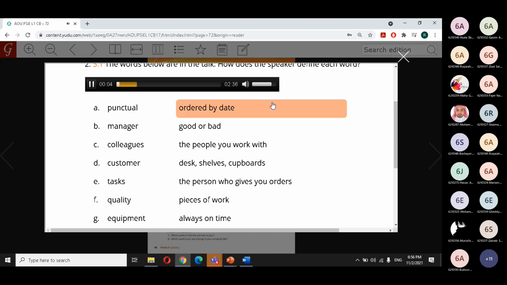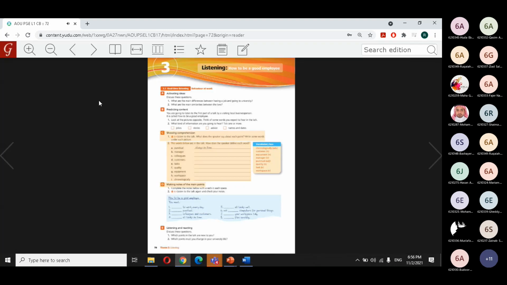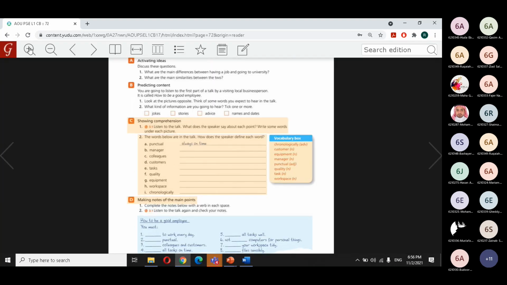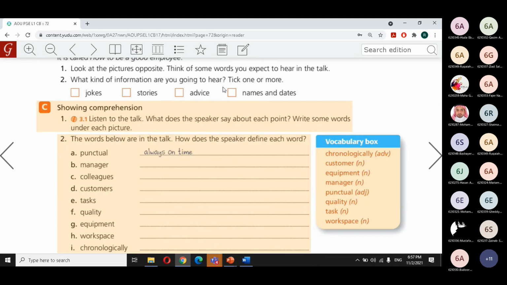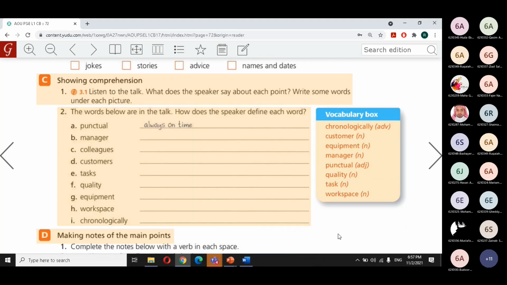How do you get a good job when you leave university? Now, I don't want you to see this. Now, you will listen again. But this time, I want you to find the definition of these words. Okay? I don't want your definition. I don't want the meaning you can give.